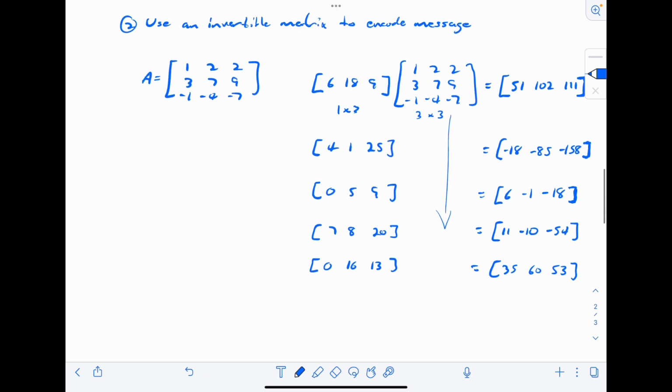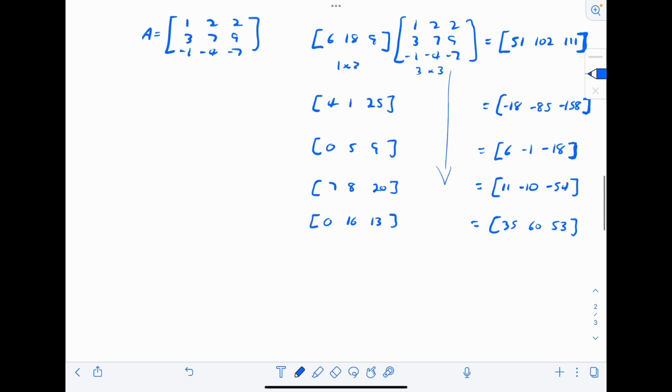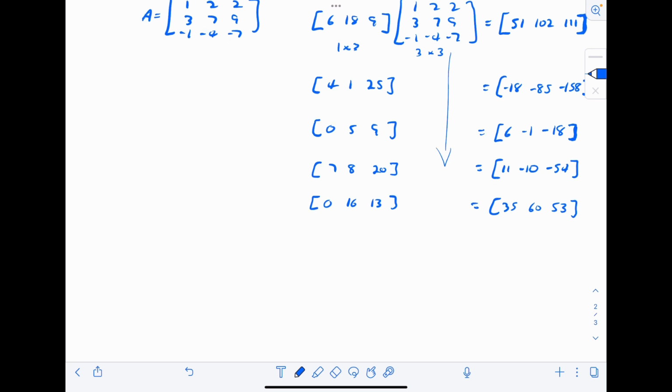So the message that I would actually send, I wouldn't send in blocks of 3 like this, because that's going to give away some information about how to decode this. I would just simply send the numbers 51, 102, 111, -18, -85, and so on. I won't write them all down, but I would just literally send this list of numbers in order.